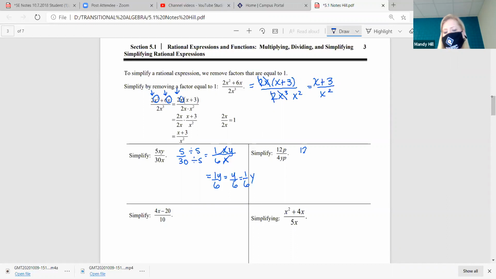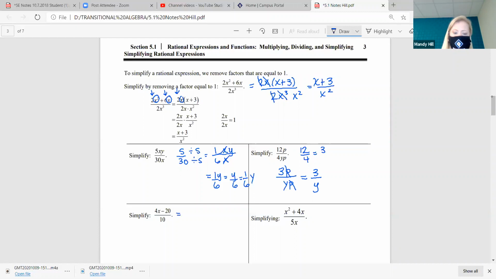Okay, if I focus on just the number part first, we've got 12 over 4. Well, 12 divided by 4 is just 3, right? So then if I add the rest of the stuff, I've got 3p, I already took care of the 4, and then I've got a y and a p. Right, so the p's would cancel out, and I would just have 3 over y as my final answer. Factored everything out.